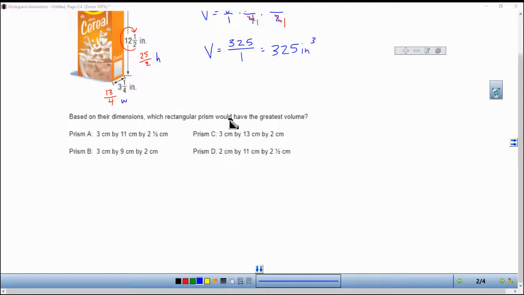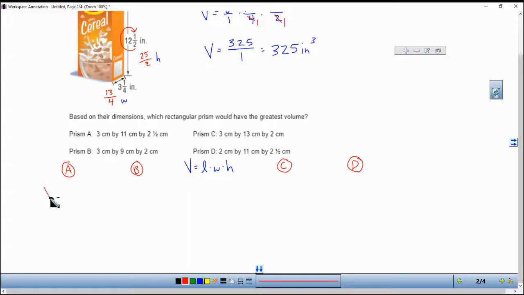We have 4 different prisms, so we're going to find 4 different volumes. I'm going to set this up like a little chart. I'm only going to write the formula once because we're using the same formula for all 4. Volume equals length times width times height. Then I'll set up a little chart here: here's A, and then this will be B, this will be C, and this will be D.